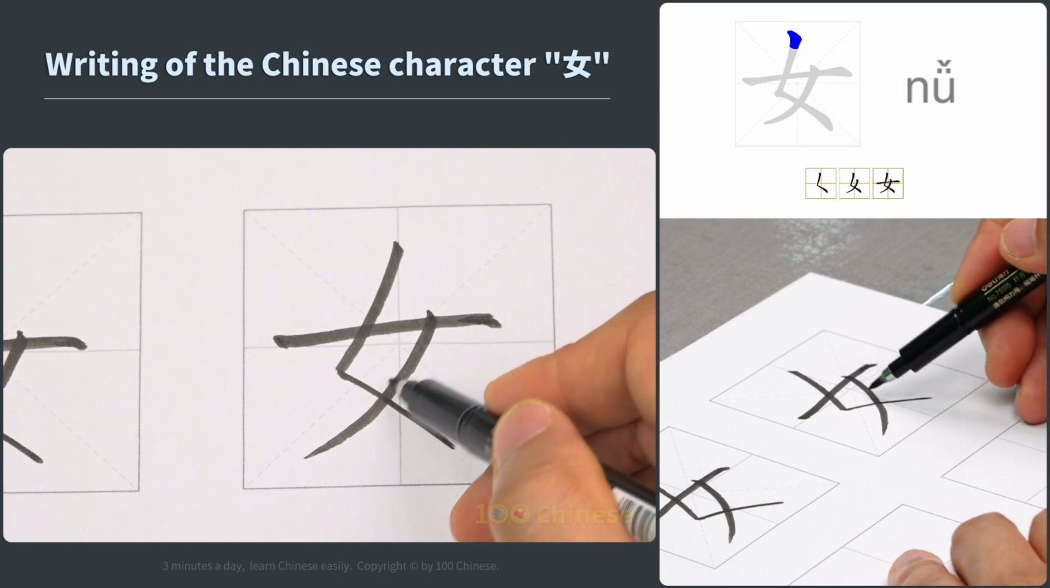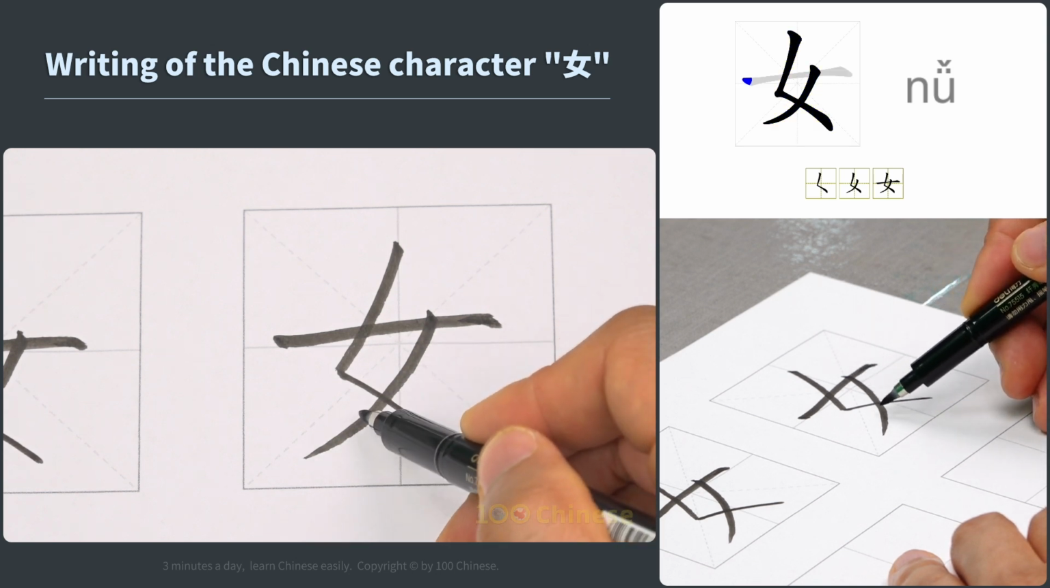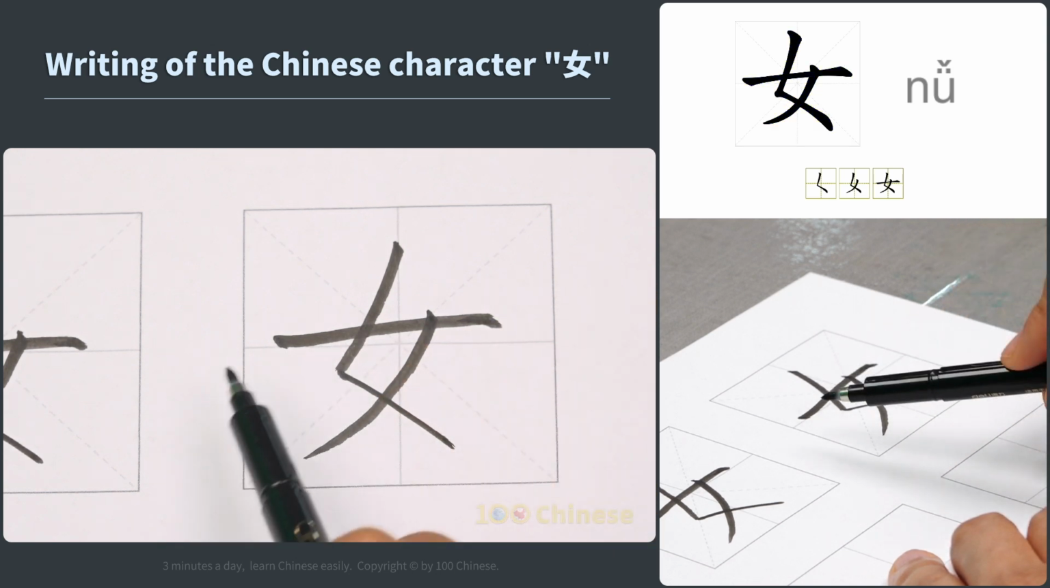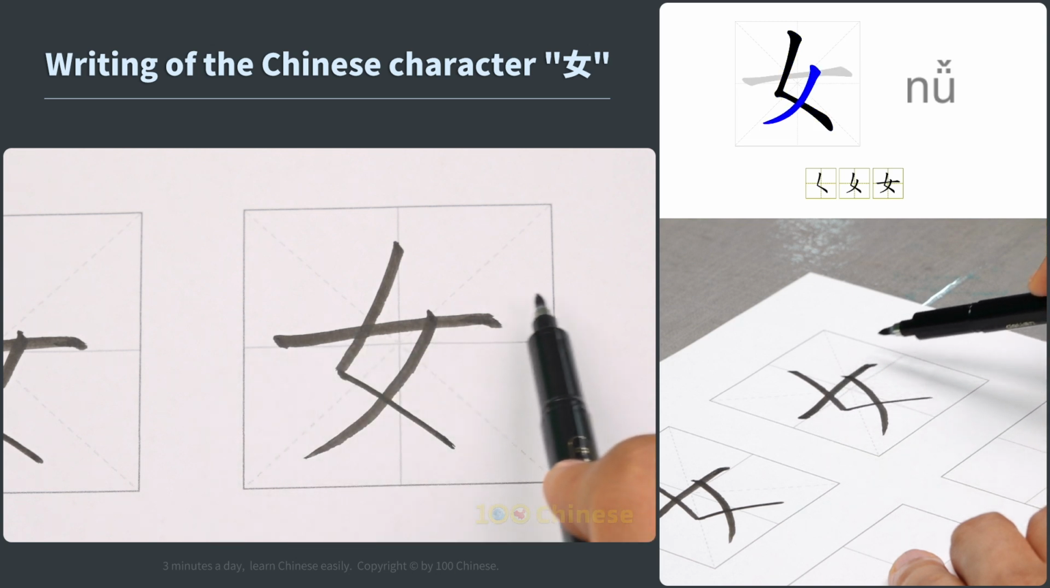Please note that this stroke should not be too long, but this stroke must be written long.